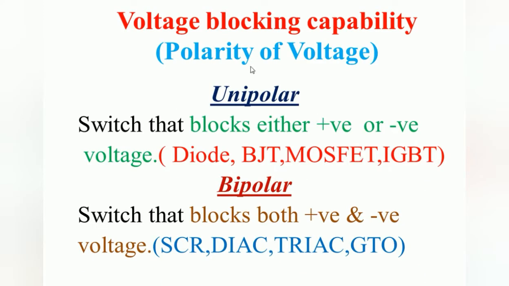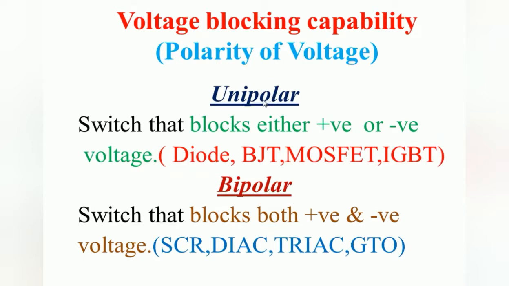Before we see which device is called a voltage control or current control device, we should know some basic information about the different terminologies used for representing semiconductor switches. The first terminology is the voltage blocking capability. Voltage blocking capability means the polarity of the voltage that a particular device will block, that it will not allow. That term is called the voltage blocking capability.